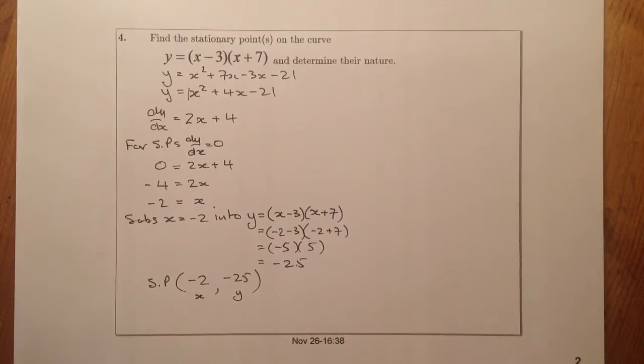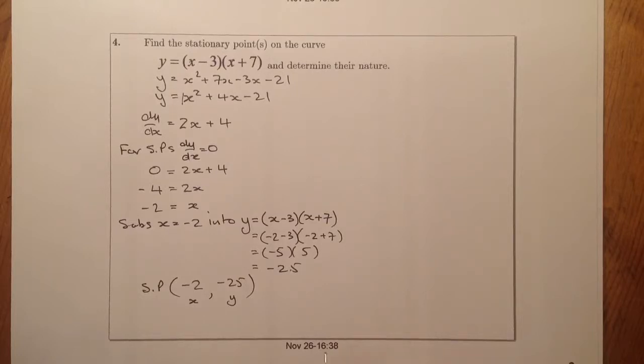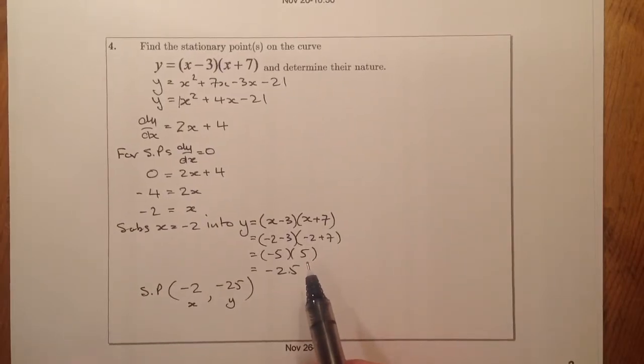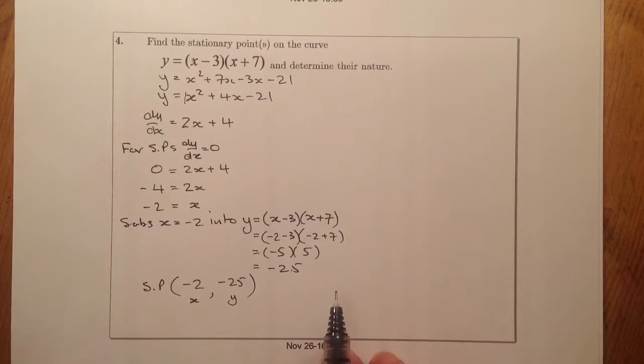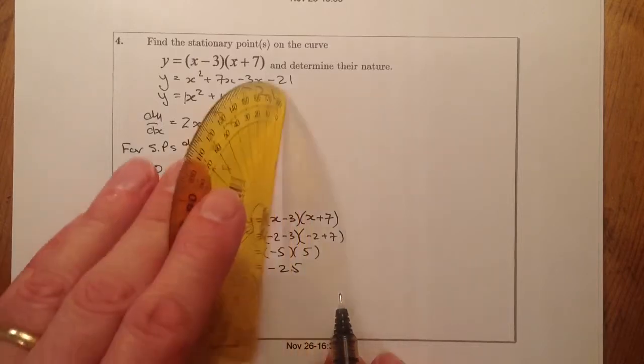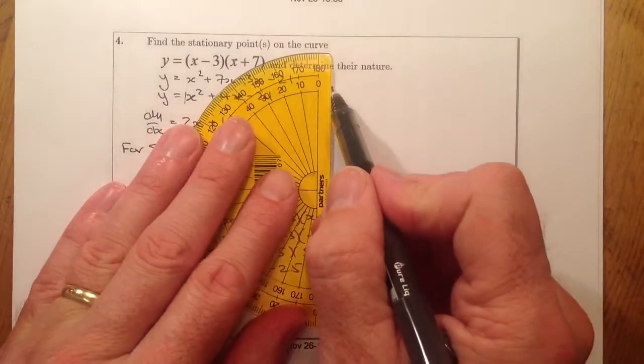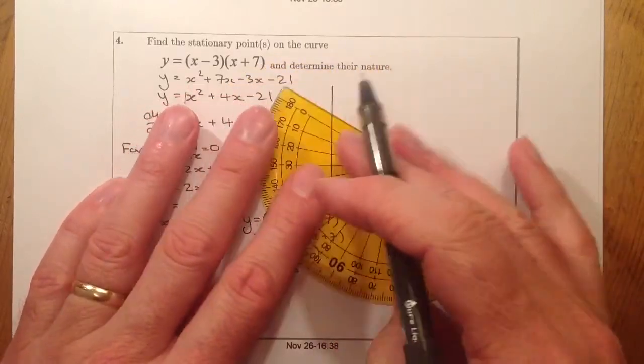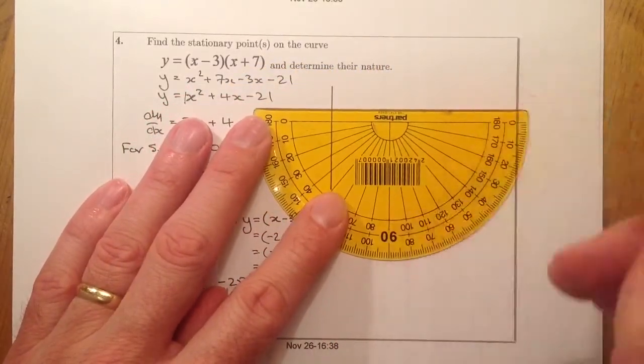So now I need to justify what the curve actually looks like, the shape of the curve, to tell whether it's a maximum or minimum, or whether it's a point of inflection. To do that, I'll make up a small nature table to complete that.